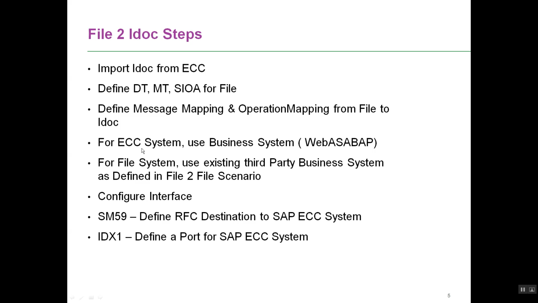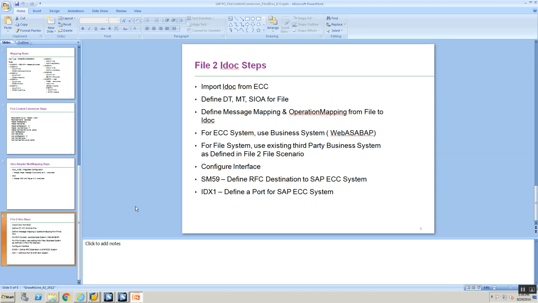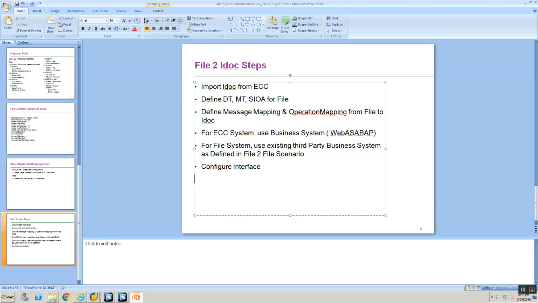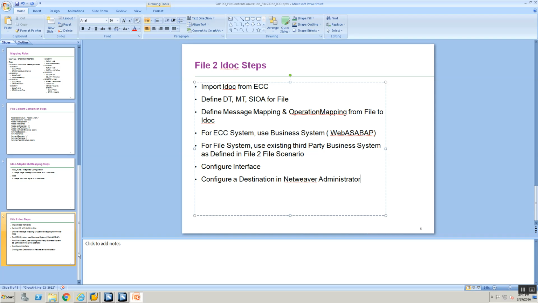And then in the Integration Directory, for the ECC system, we will be using the web-based ABAP business system. For the file system, we'll be using the third-party business system. We will be configuring the interface. We will not be using SM59 and IDX1 to configure the interface, because we are going to use integrated configuration, so you will be configuring a destination in NetWeaver Administrator. So we will be going into the NetWeaver Administrator and configuring a destination there. With that, let's go ahead into the system and start our work.